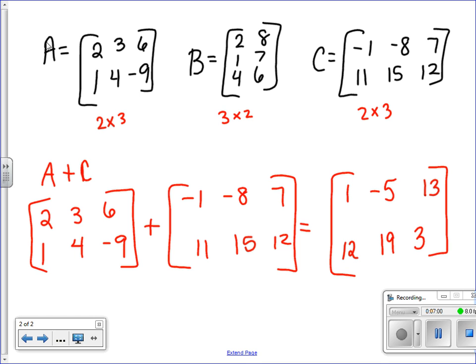Alright, let's mix it up. Do C minus A on your own. Subtract each of the corresponding elements. Okay? Alright, let me write this down.